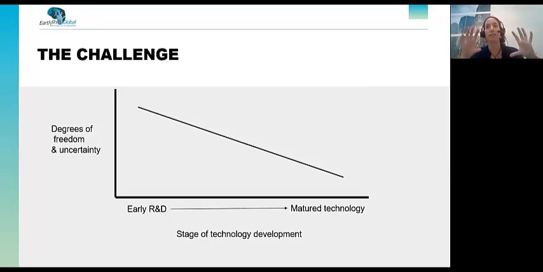We have from really early at the lab scale, where we're just making one cell, 1 gram of the material, to a fully mature technology. Think of car manufacturing, for example. We have been doing that for years. We know how that works.